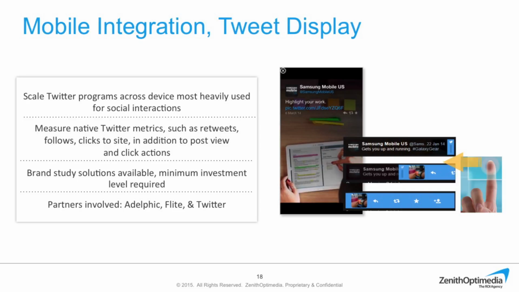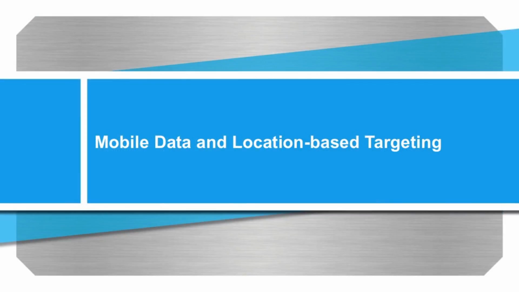In this example, Samsung was able to scale their Twitter program, measure native Twitter metrics, and also measure the different actions taken in mobile versus just the social network. Now let's take a look at our first pillar, data, as well as location-based targeting within mobile devices.